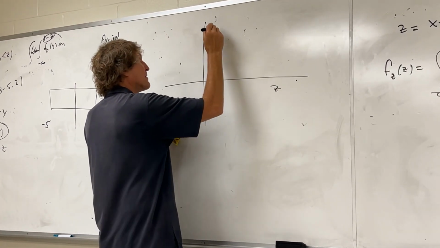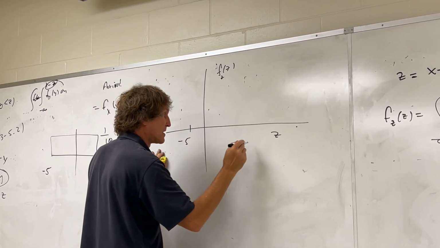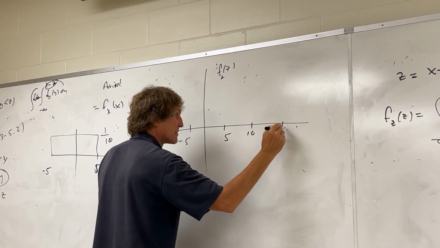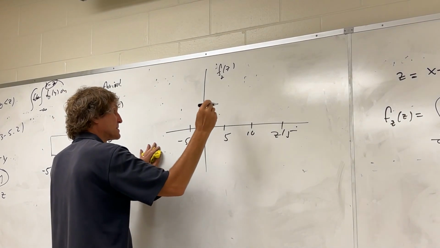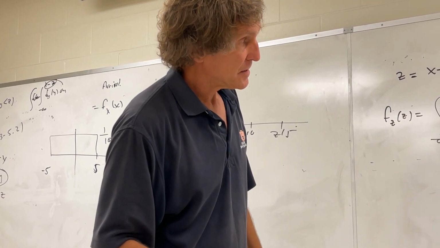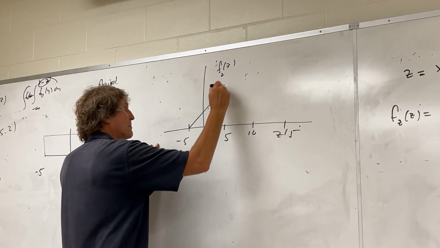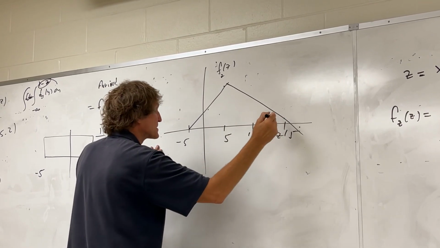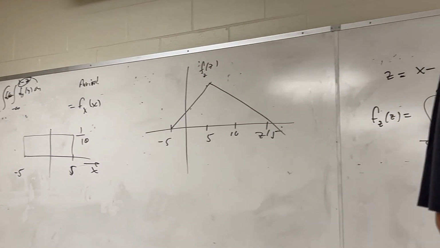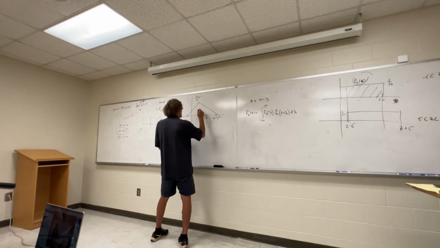So if this is z, f of z, it starts at minus 5, 5, 10, 15. And the peak is going to be when it's plus 5, so it's right here, and it's going to ramp up and then ramp down like this. It's going to be a symmetric triangle. And the peak value at 5 is 1/10 right there. So this is going to be 1/10 at 5.